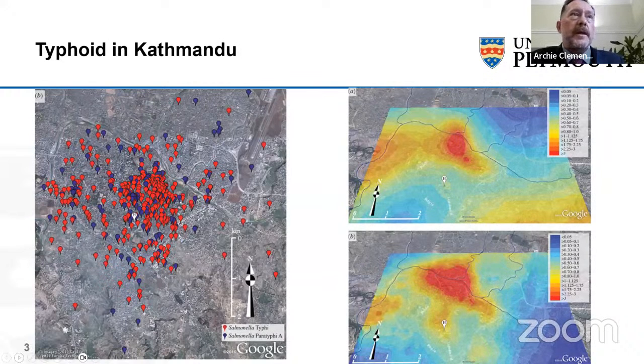This is some work that I did with some colleagues in Kathmandu, and this is looking at another enteric gram-negative bacteria, Salmonella typhi, and also Salmonella paratyphi, so typhoid and paratyphoid fever in Kathmandu. And what we did is we, like John Snow, we mapped the location of cases. These are people that had come into the hospital, which is located in the middle of the study area here, back to their household address, and we typed them. So we identified them as either being Salmonella typhi or Salmonella paratyphi.